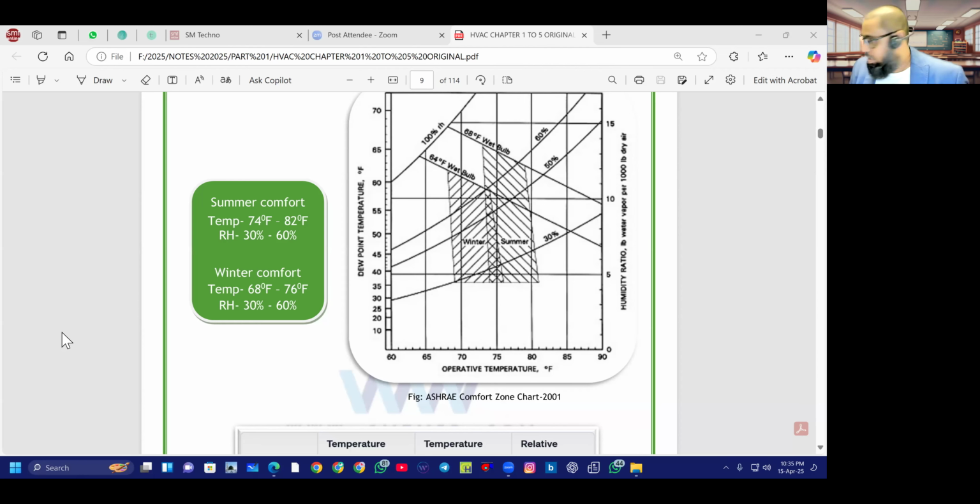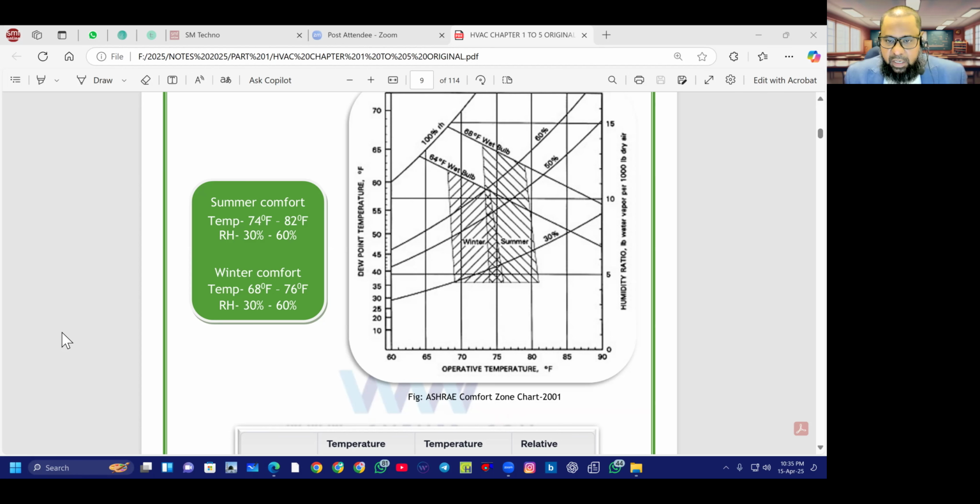But if you don't know what relative humidity is, don't worry. We'll discuss it in chapter 4 in detail. Relative humidity, specific humidity, humidity ratio, dry bulb, wet bulb, dew point temperature, all these properties we'll discuss in chapter 4 before starting the load calculation.